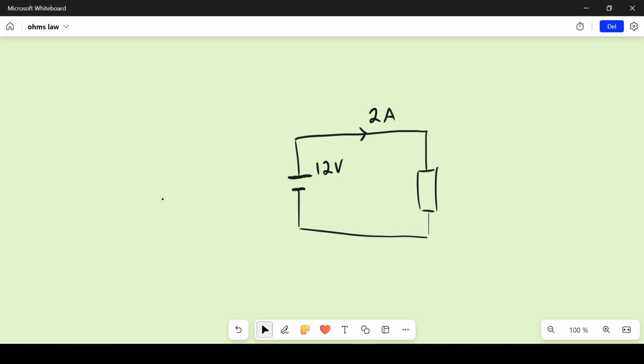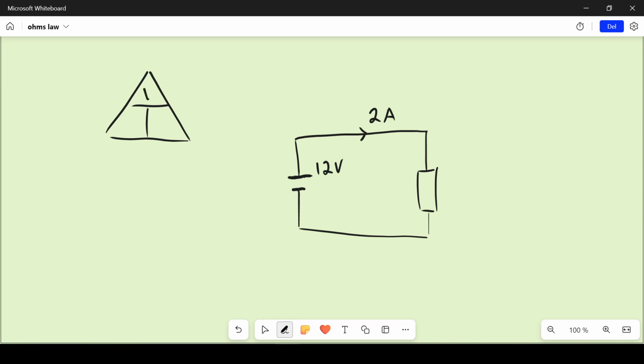Have you ever wondered how Ohm's law works? How you can find the resistance or the current or the voltage in the circuit? Well, it's quite easy. You make yourself a triangle and you split it into three, and you put the voltage on top, the resistance and the current.